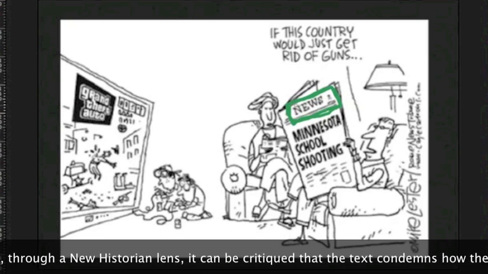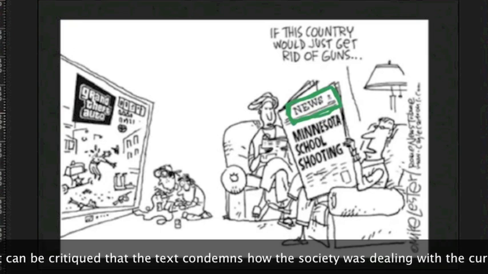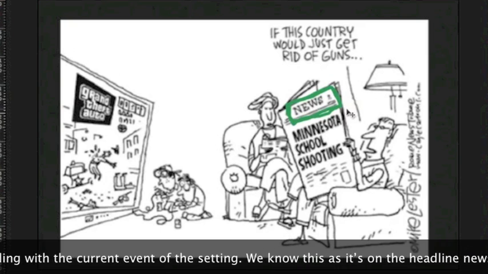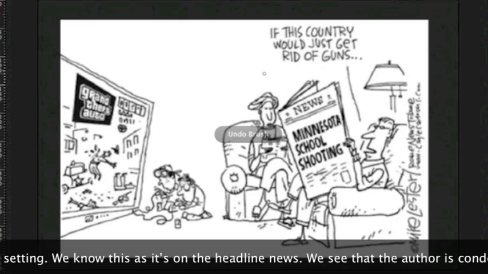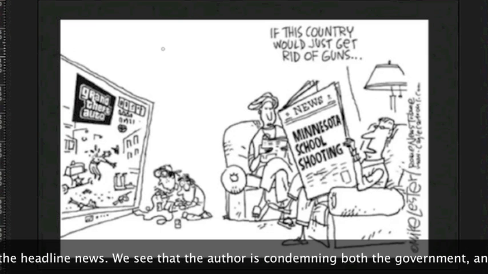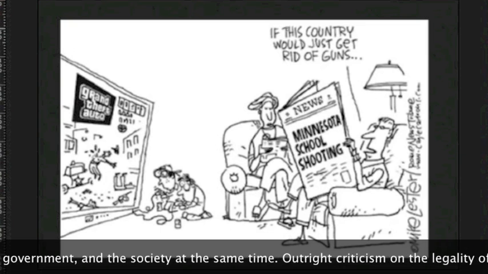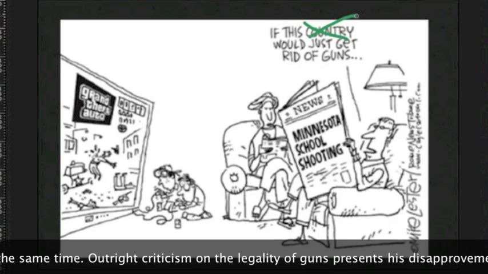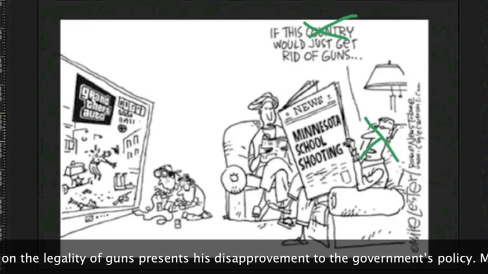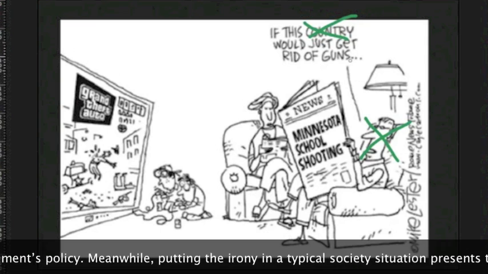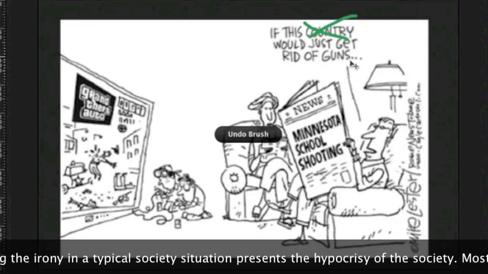Next, through a new historian lens, it can be critiqued that the text condemns how the society was dealing with the current events of that time. We know the shooting was carried out during the setting, as it's on the headline news. Rather than supporting one party and condemning the other, we see that the author is condemning both the government and the society at the same time. Outright criticism on the legality of guns presents his disapproval of the government's policy.